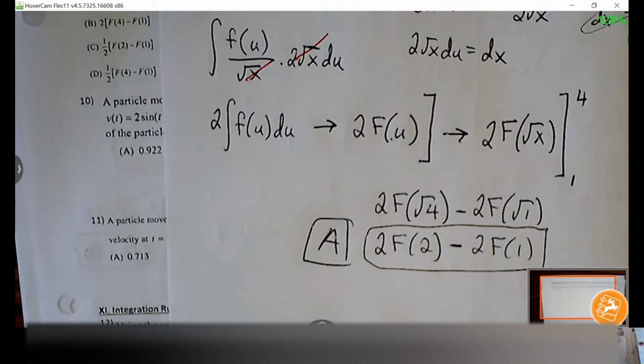Let's see. Okay, we'll skip 10 and 11. I think 10 and 11 are like number 8. If you understand the formula, you can just plug it in.